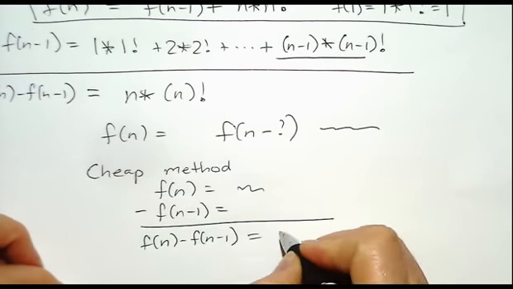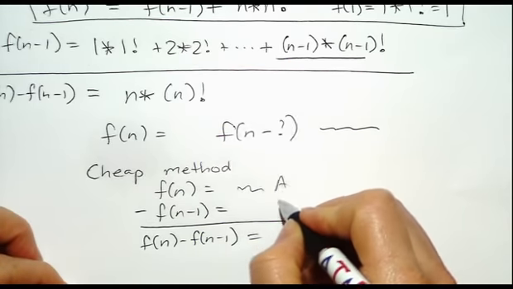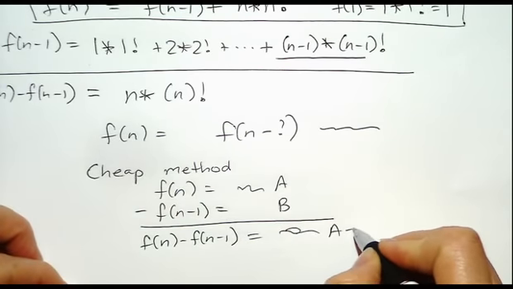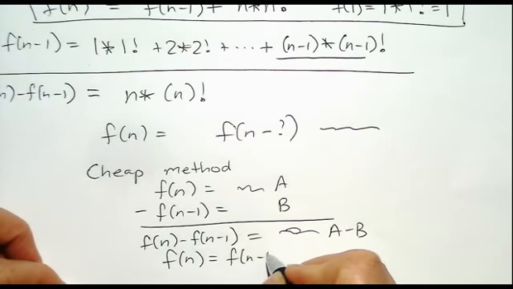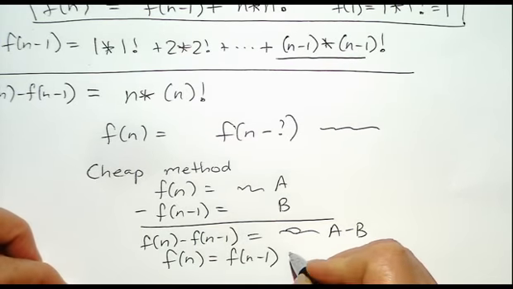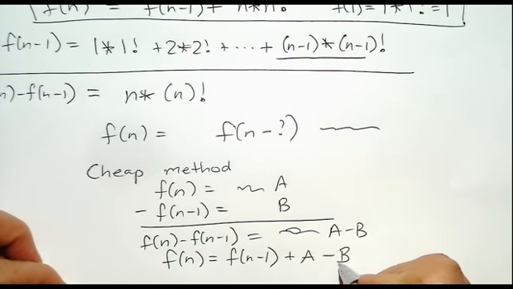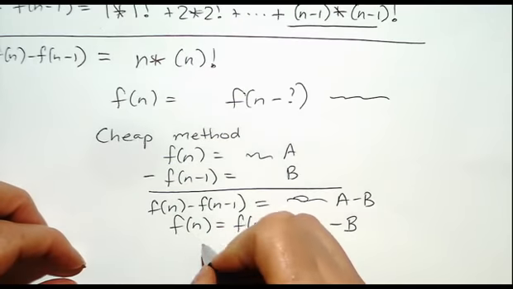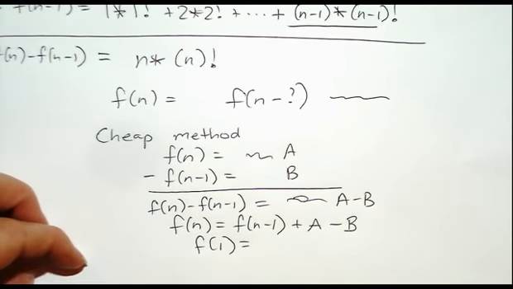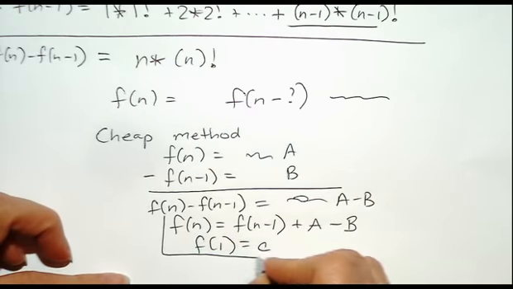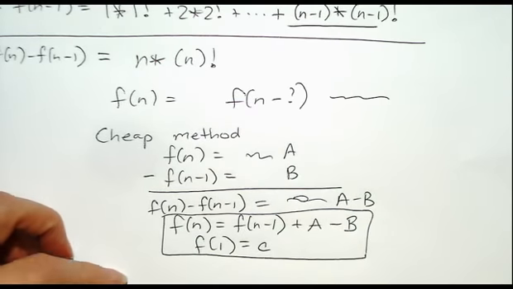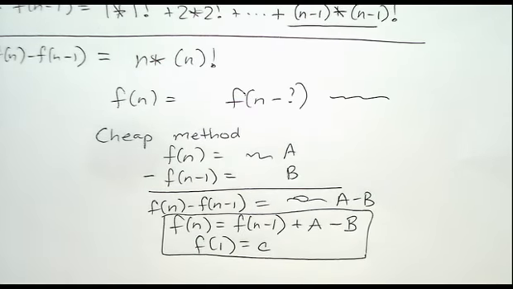And then whatever I get over here is, let's say that's a and this is b. I get a minus b. And then I just solve for f of n by adding f of n minus 1 to both sides. And then I figure out what the basis is. So whatever it happens to be, I just write that down, and now I have a recursive form. So if I've ever given you a formula that's a closed form and I ask for a recursive form, that's all you need to do.